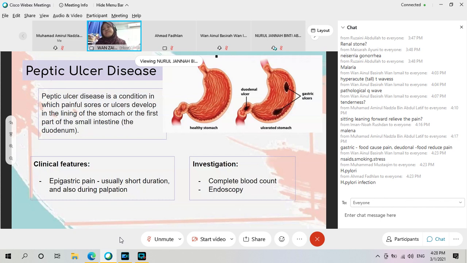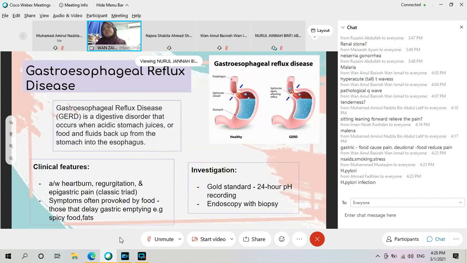Okay. Alright, continue. Next slide. So this okay. Next is gastroesophageal reflux disease. It is a digestive disorder that occurs when acidic stomach juice or food and fluids back up from stomach into esophagus. The clinical features are heartburn, regurgitation, and epigastric pain. This is the classic triad. However, not all patients will experience all three. And then the symptoms are often provoked by food, which is those that delay gastric emptying. For example, spicy food and fats.